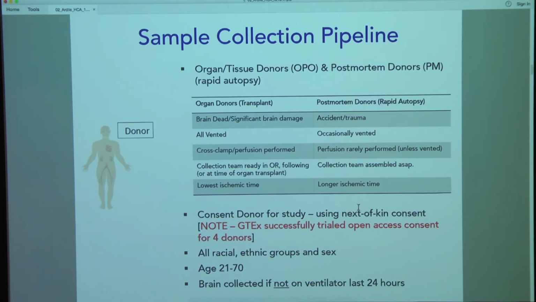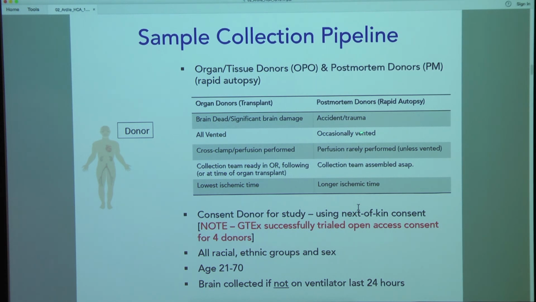So this is the sample collection pipeline. Aviv referred to GTEx yesterday, but I think she actually mistakenly referred to GTEx as only collecting these sort of post-mortem donors on that axis from fresh to totally post-mortem. GTEx collected basically anyone who was deceased across the spectrum. So that included both organ and transplant donors as well as the rapid autopsy post-mortem. So these latter tend to be more accident and trauma victims.